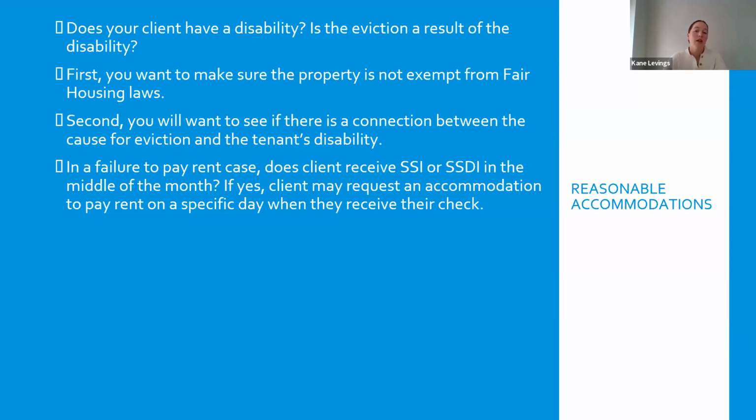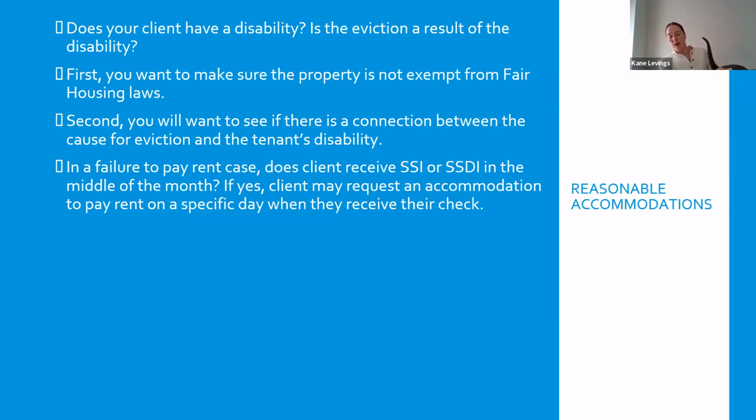But a good example, and a really common one, is if the client is on a fixed income of, for example, Social Security or disability income, and their checks only come on maybe the 7th of the month or the 15th of the month, but their rent is due on the 1st and late on the 5th. Then a good reasonable accommodation there would be to have rent due on a specific day. So if they're not getting paid until the 7th, maybe rent's not due until the 15th and late on the 20th. So that's a really common accommodation to request for clients.